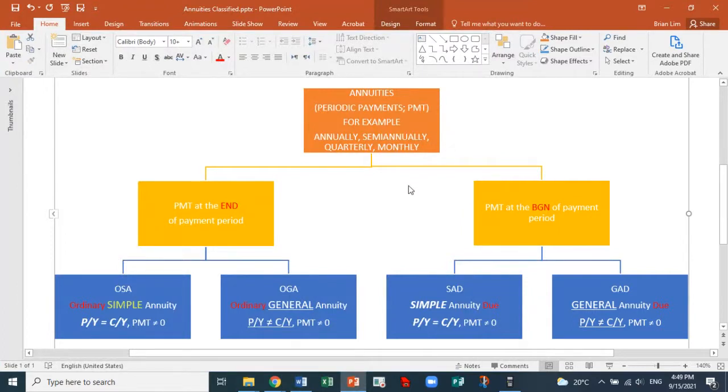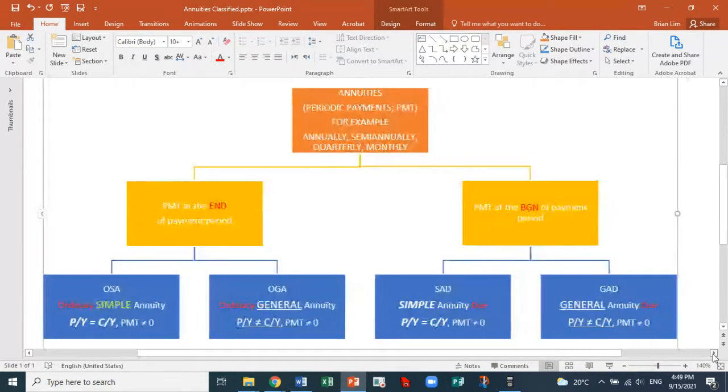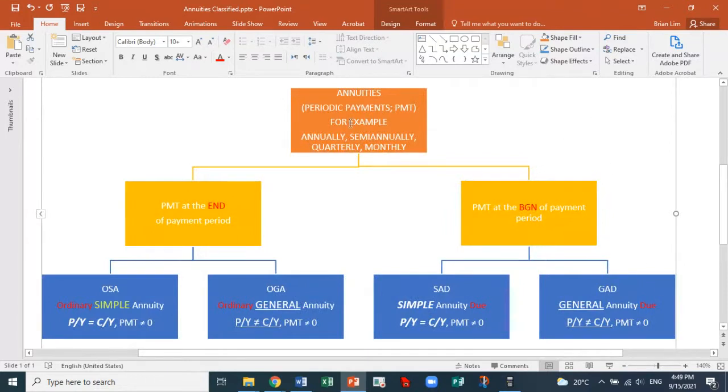This presents a general picture of annuities. Okay, they're periodic payments, and those payments can be made at different intervals. Of course, you could have annually, semi-annually, quarterly, monthly. But it could be made at the end of a payment period, or it could be made at the beginning. All right, so that determines where they go. So if it's at the end, now PY and CY can be equal. Okay, payment is not 0, there are payments, and PY can be not equal to CY. Okay, so here is the section we're dealing with.